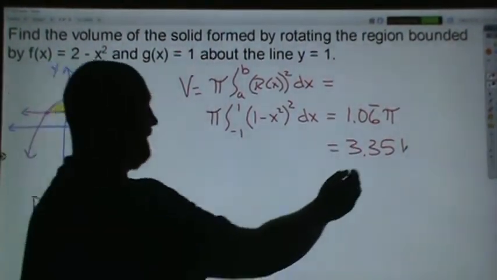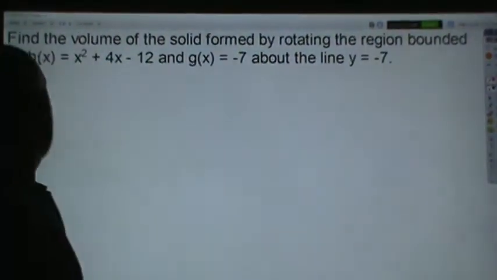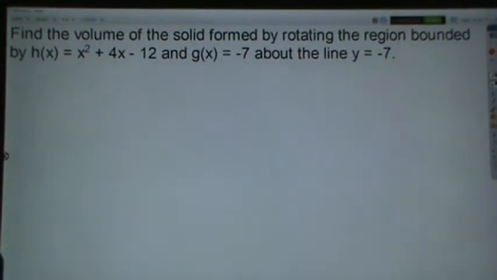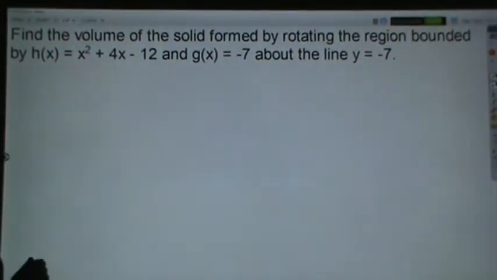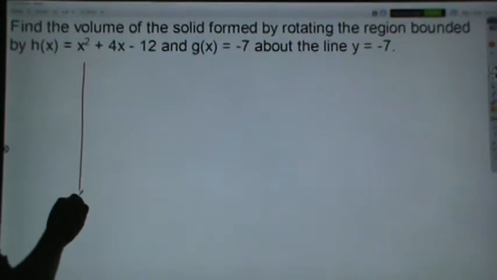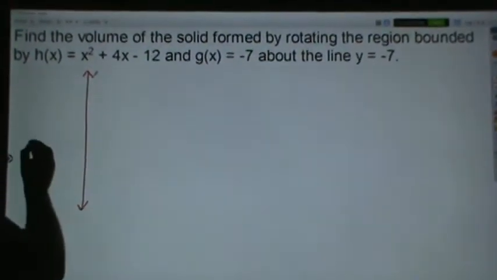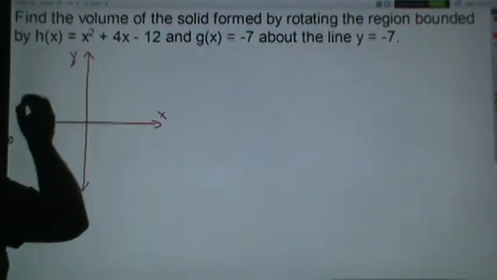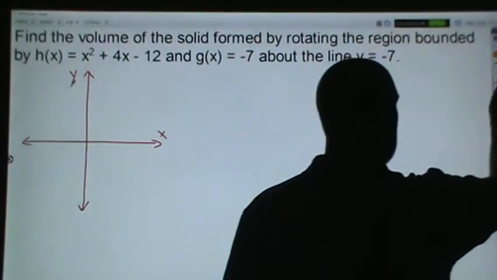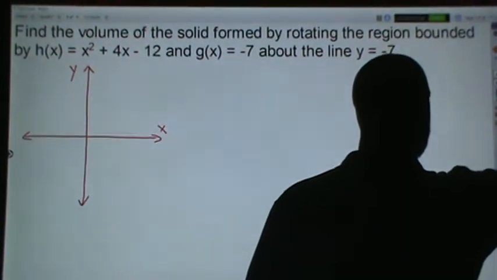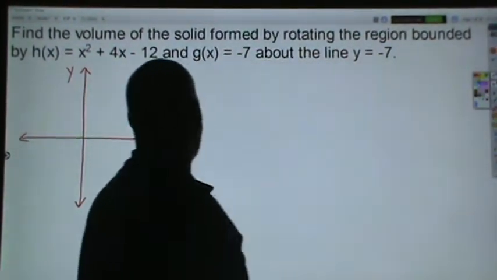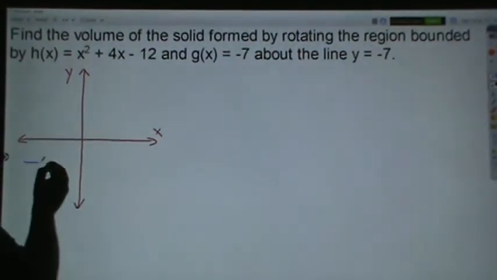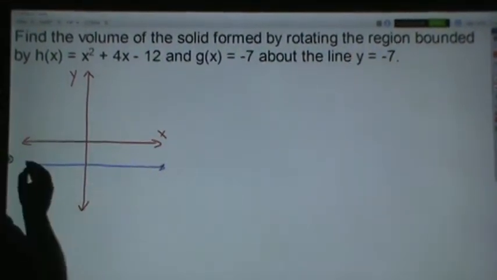So let's try another one like this. Find the volume of the solid formed by rotating the region bounded by h of x and g of x about the line y equals negative 7. Put in the horizontal line, g of x equals -7. That's y equals -7.